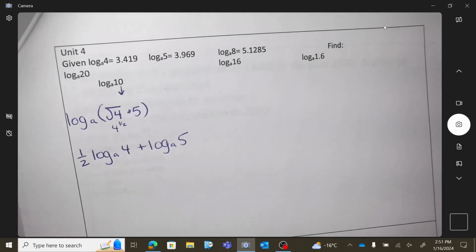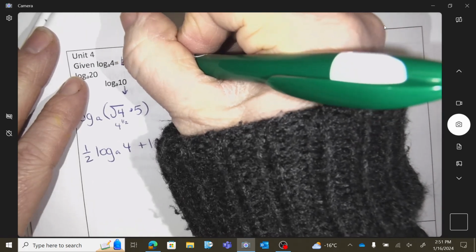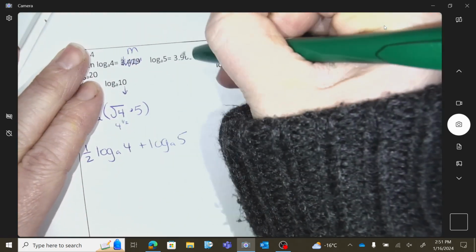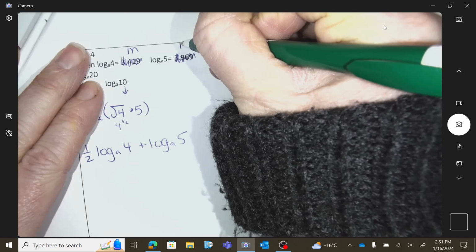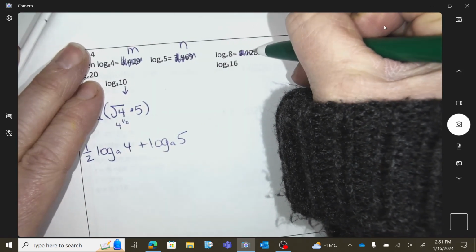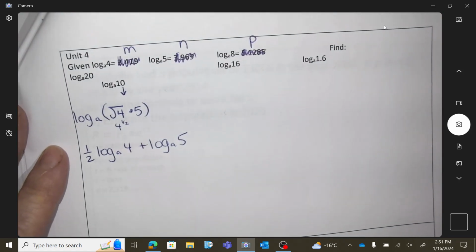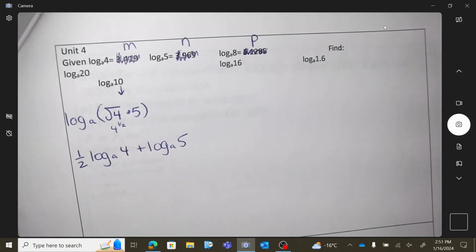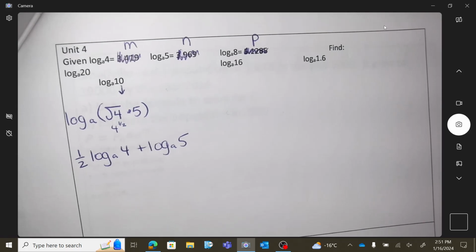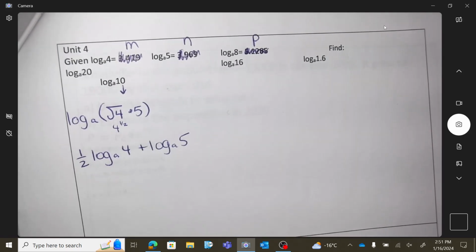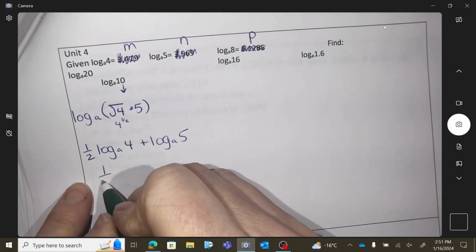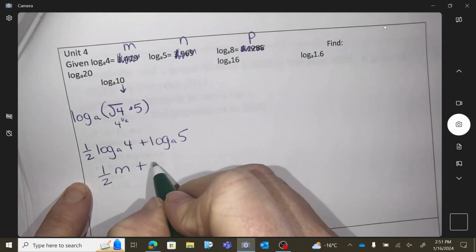I'm going to change this question. I'm going to change it. Because this is one that tricked people in an exam. They just made it something random. So how would you express this at the end? A half m plus an n.